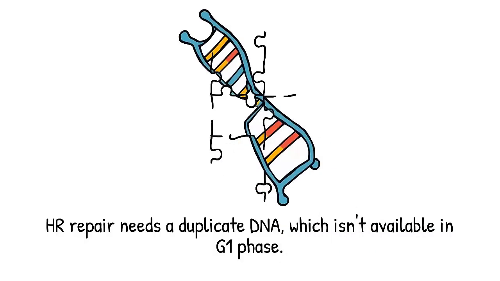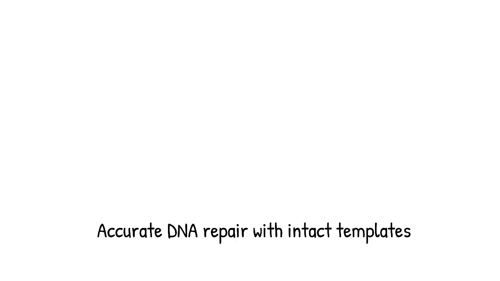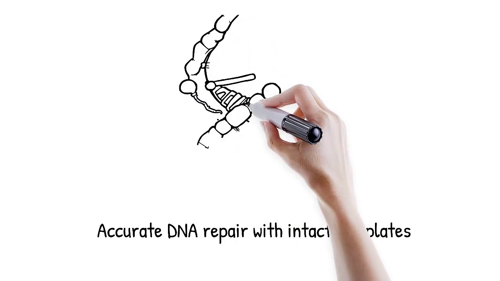When no template exists, repair becomes risky and often inaccurate. In G1 phase, before DNA replication, HR cannot occur because no sister chromatid is present. It is like trying to fix a puzzle without having a picture of the completed image for guidance.